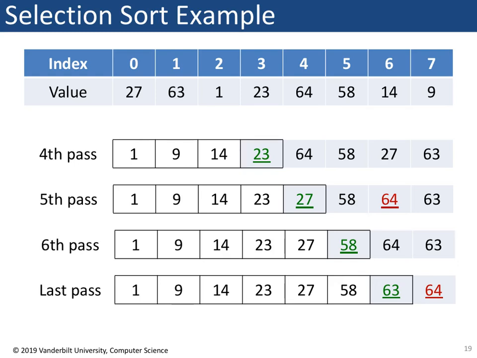Then finally, we search the remaining array for the lowest value. It's 63. We swap 63 into the next location.